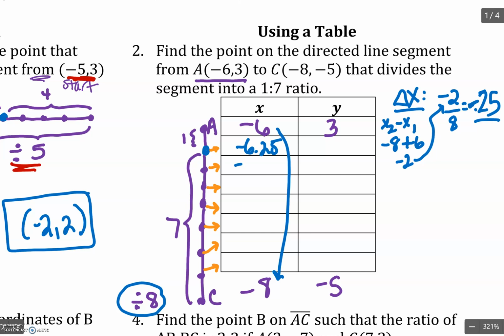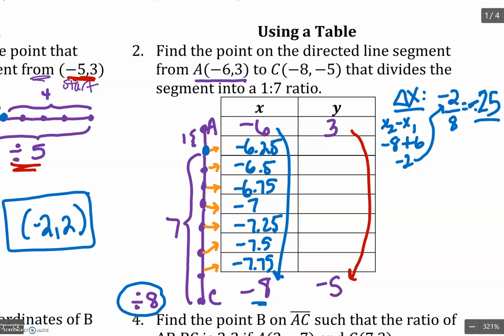Adding another negative 0.25 is negative 6.5, negative 6.75, negative 7, 7.25, etc. And you can see that we would land on negative 8 when we were done. And we're going to do the same thing for our y values. So to get from 3 to negative 5, our change in y, we would have to subtract 8. If you're not sure, you can always do y2 minus y1 and see you get your negative 8.